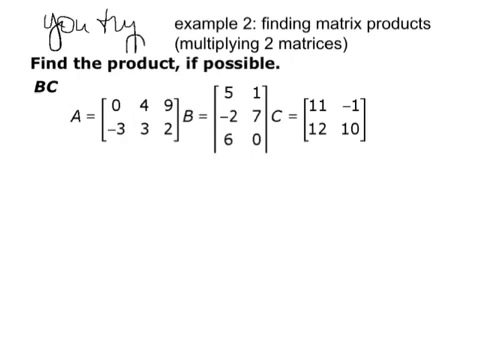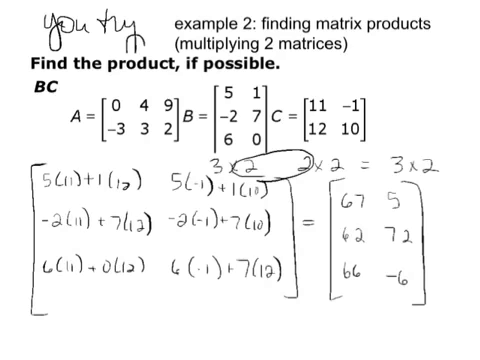Okay, here's a you try. Find the product if possible. First test to see if it's possible, then find the product. Go ahead and try on your own, then check your answer. There you go. I have a 3 by 2 as an answer.